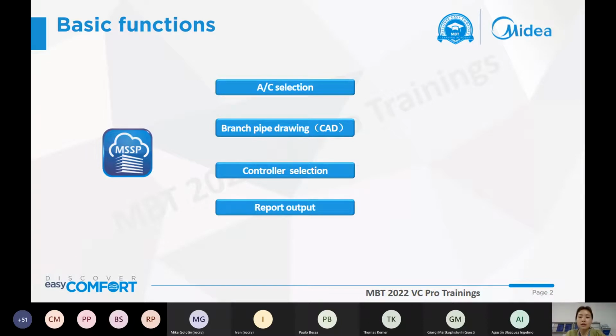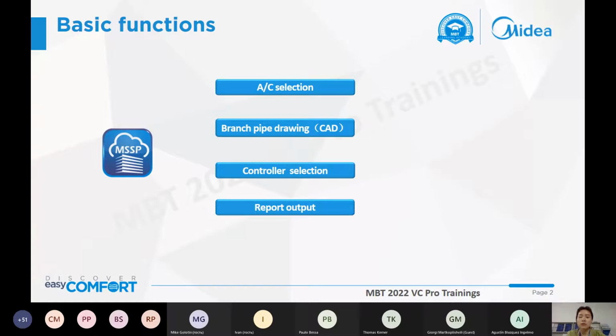And next is the controller selection, because Media has very complete control solutions, for example the remote controller, the wired controller, and the centralized controller, and also many other accessories such as the BMS gateway, the hotel key cards and the indoor unit online kit. All these accessories can also be selected on the selection software.